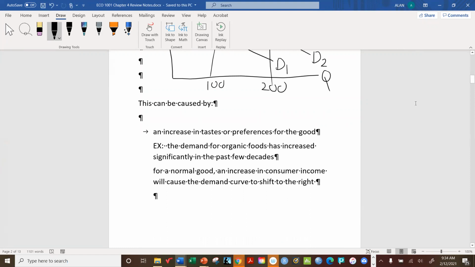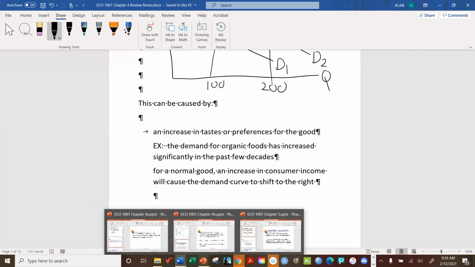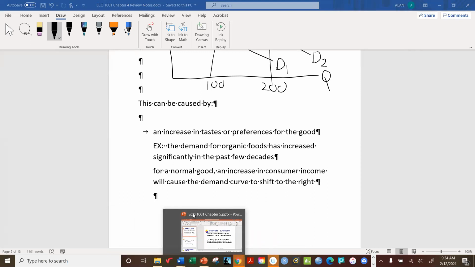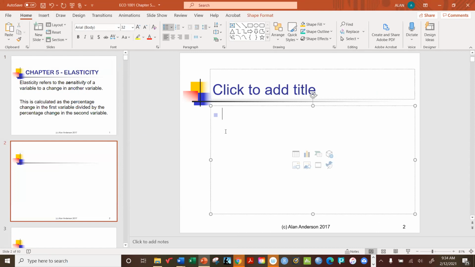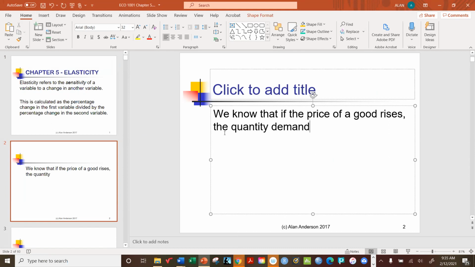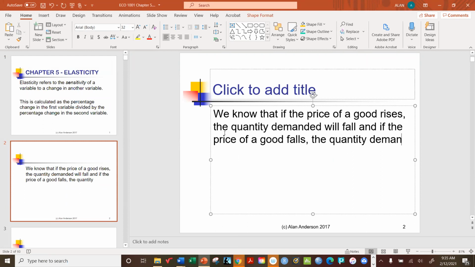Why don't we start to take a peek at the next chapter, which is a bit of an extension of what we're doing here. It also is based on supply and demand, but the motivation is a little different. We're analyzing, well, let's take a step back. We know that if the price of a good rises, the quantity demanded will fall. And if the price of the good falls, the quantity demanded will rise.